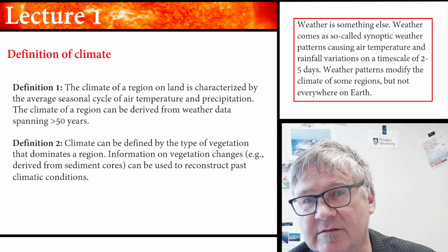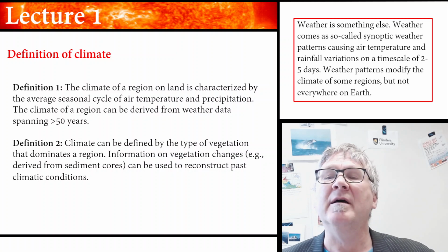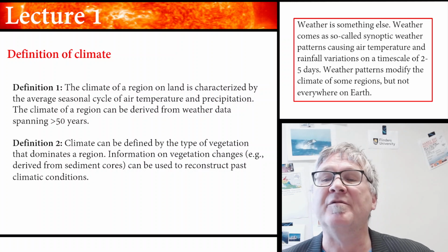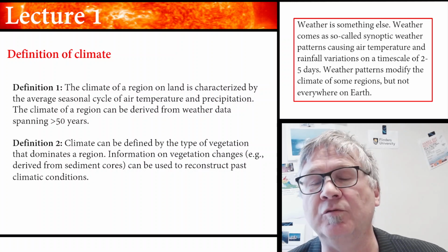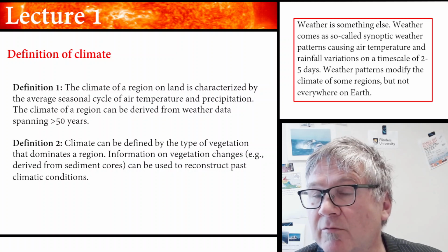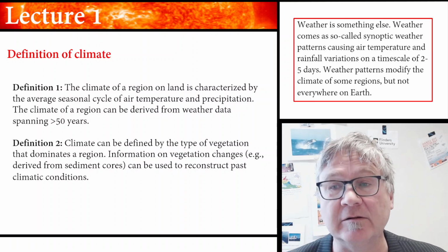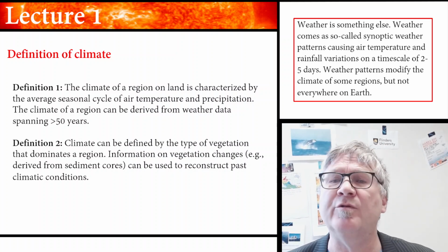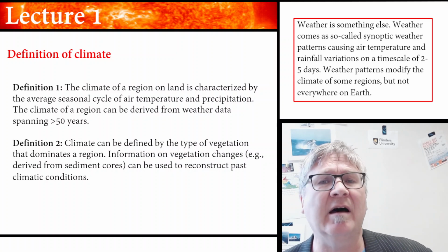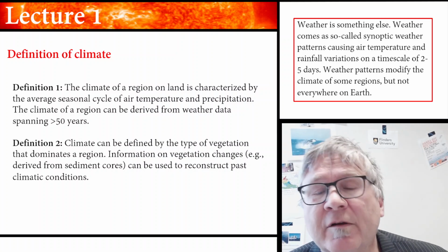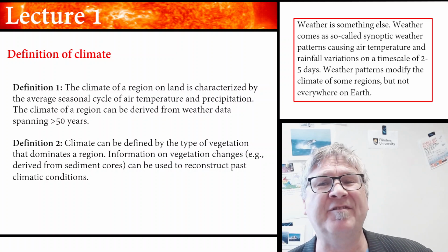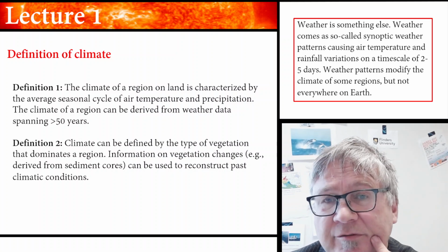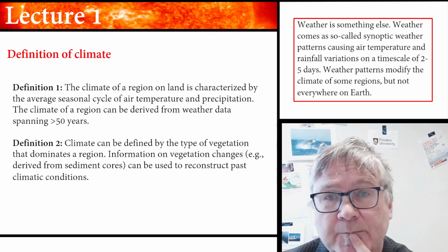Weather is something else. Weather is completely different. Weather comes as so-called synoptic weather patterns, causing air temperature and rainfall variations on a timescale of 2 to 5 days. Here is already the reference to the word timescale. What does it mean? If a storm passes through, it normally lasts between 2 and 5 days. After that timescale, there are much calmer conditions. And that's what we call a timescale.